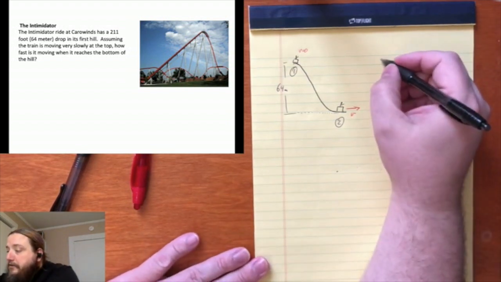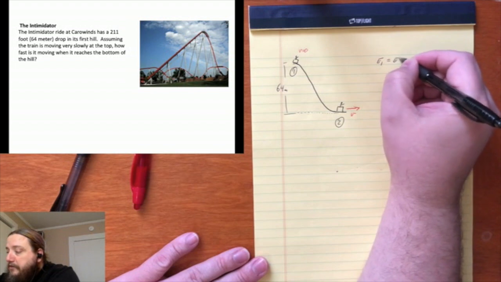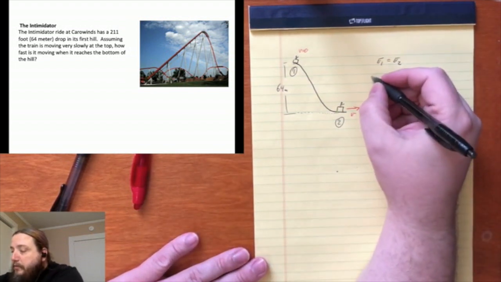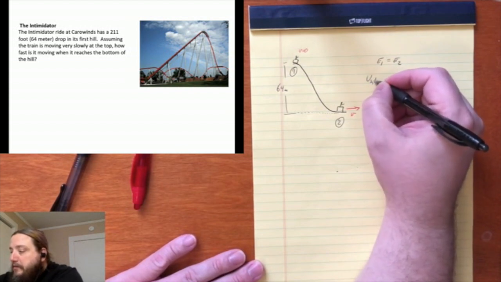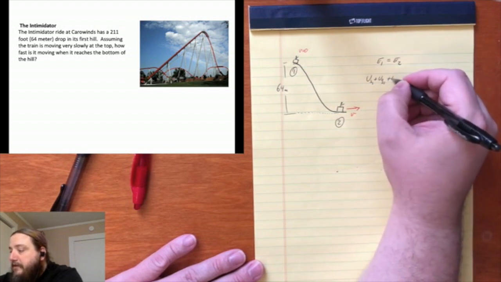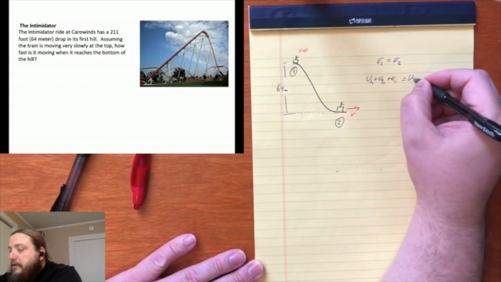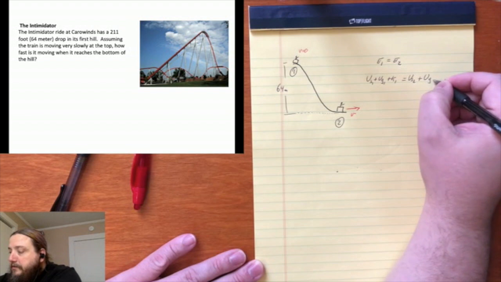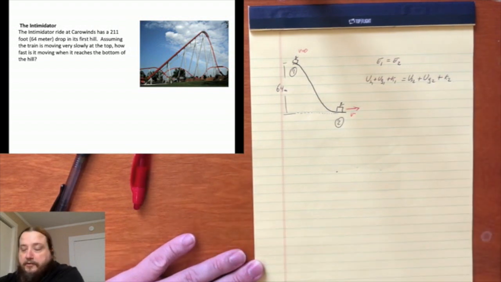So energy is conserved. We can say energy at moment 1 equals energy at moment 2. And the energy at moment 1, I mean, we could write down spring potential energy at moment 1 plus gravitational potential energy at moment 1 plus kinetic energy at moment 1 is equal to spring potential energy at moment 2 plus gravitational potential energy at moment 2 plus kinetic energy at moment 2.